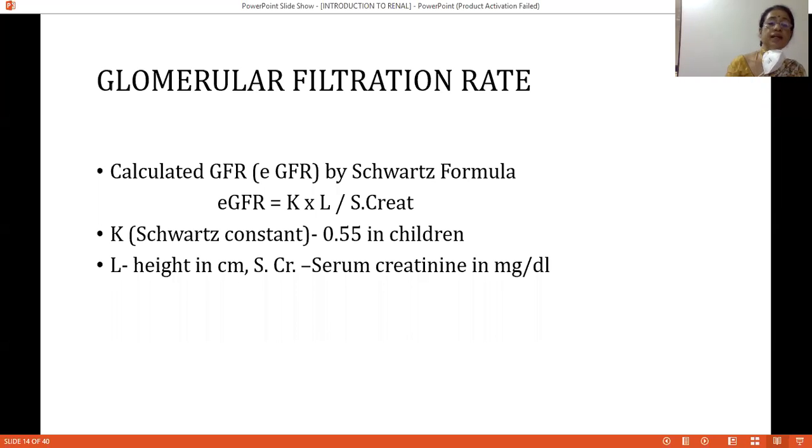Another is GFR. How will you calculate the GFR? There is a formula which is called Schwartz formula. Schwartz's formula is K into L divided by serum creatinine. Here K is a constant for children, that is 0.55, and L means length of the child, that means height in centimeters, divided by serum creatinine. This is how you calculate the glomerular filtration rate.